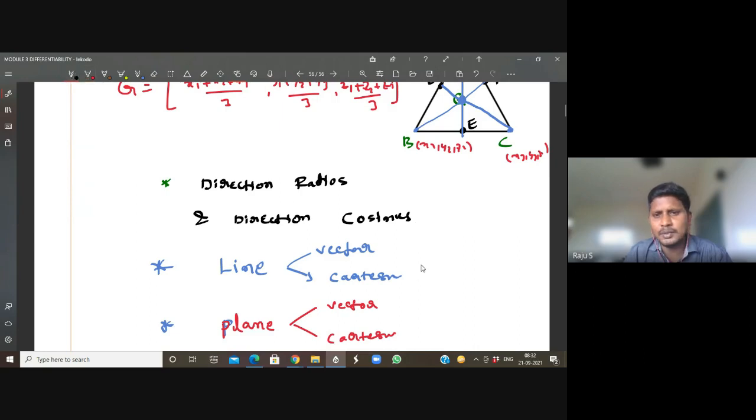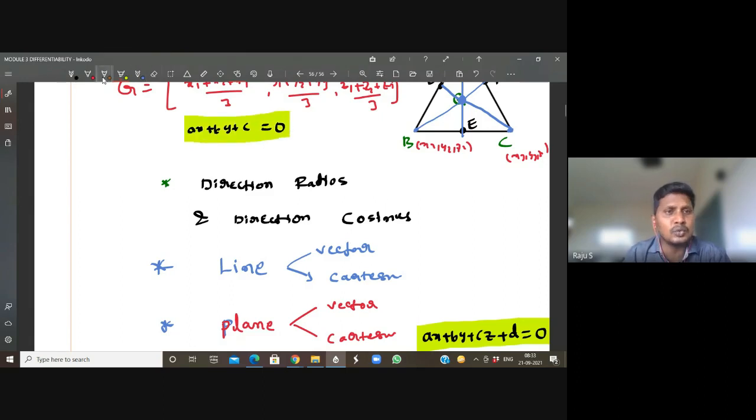Coming to the Cartesian form, the plane equation is ax plus by plus cz plus d equals 0. Students, don't get confused. Generally the line equation in 2D is written ax plus by plus c equals 0. But in three dimensions, ax plus by plus cz plus d equals 0 gives the equation of a plane, not the equation of a line. I can explain why we get ax plus by.